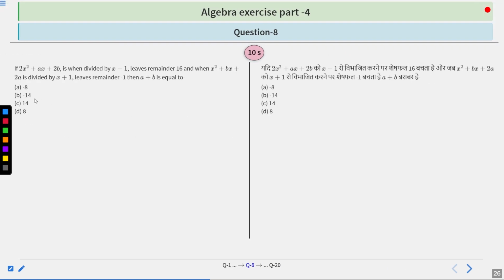Next, if 2x square plus ax plus 2b is divided by x minus 1, it leaves remainder 16, and when x square plus bx plus 2a is divided by x plus 1, it leaves remainder minus 1, then a plus b is equal to. Options are option A minus 8, option B minus 14, option C 14, and option D 8. These are the options.